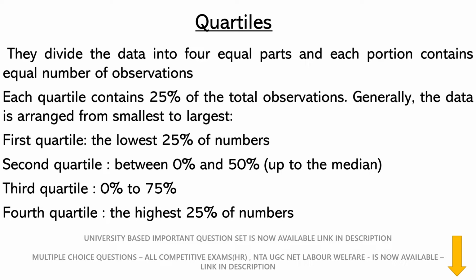Now what is Q1? That is the first quartile. First quartile means the lowest 25% of numbers. Now the second quartile is the next lowest 25% of numbers, up to the median. The third quartile means the second highest 25% of numbers, which is above the median. And the last quartile, Q4, is the highest 25% of numbers.